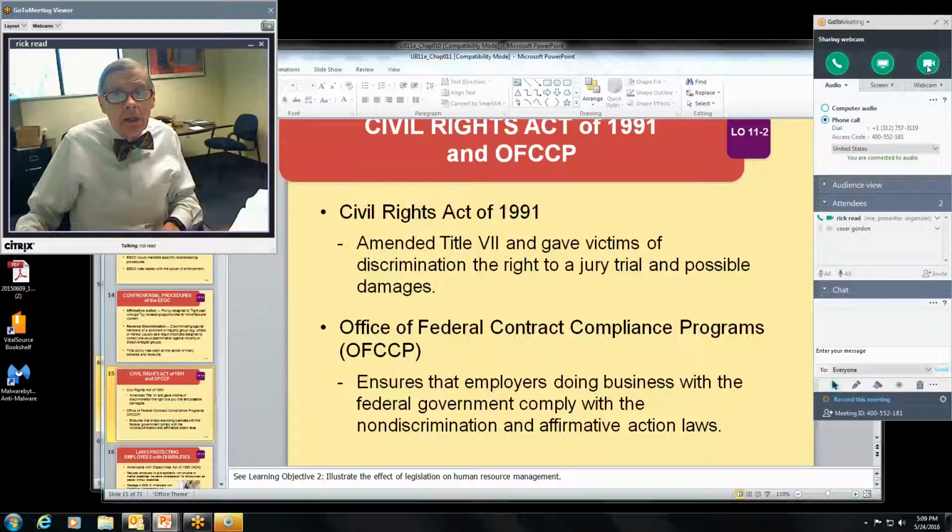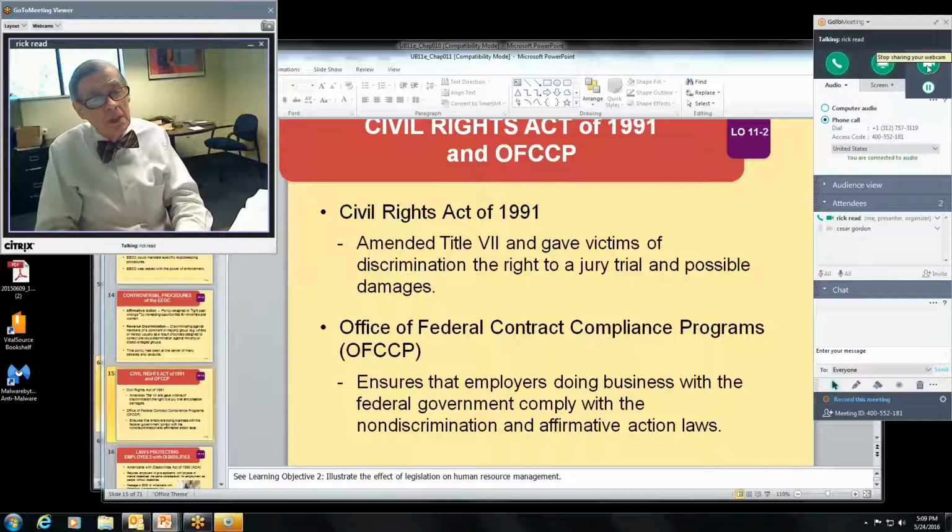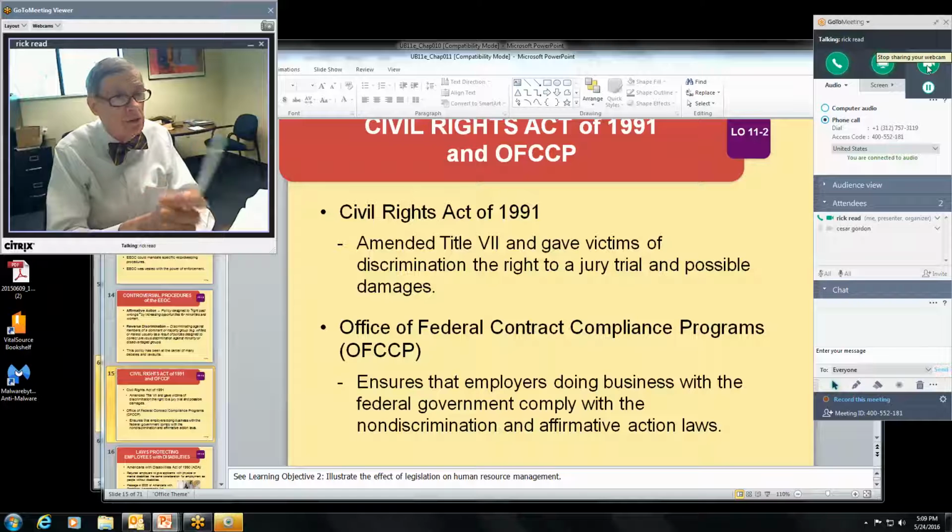The Civil Rights Act of 1991 just really kind of enlarged what things people can do, gave victims of discrimination the right to a jury trial and possible damages, which was not in the 1964 law. I wanted to read that because it's important. And then it instituted the Office of Federal Contract Compliance Programs. That just says that if you're doing business with the government, you have to comply with non-discrimination and affirmative action laws.